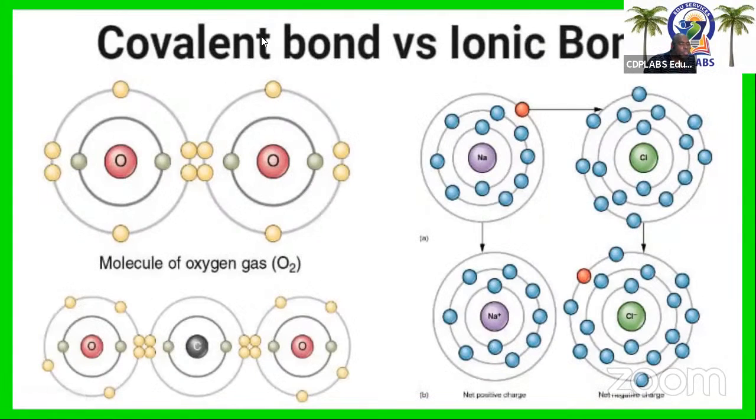Now, covalent bond versus ionic bond. So comparing the two different types of bonding. Of course, on this side, we have ionic bonding. Good. And on this side, we have covalent bonding. So they have two different pictures right here.